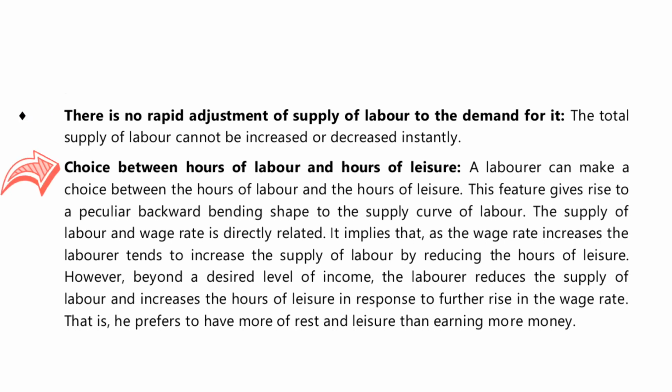The last characteristic is that the choice between hours of labor and hours of leisure is decided by the laborer. If he feels he needs leisure, he may not work. You might not get labor out of the laborer. If his leisure hours take more, then the labor extracted from him will be less. But if he takes little rest and works more, the labor obtained can be more. So these are the characteristic features of the factor labor, which is the second factor of production.